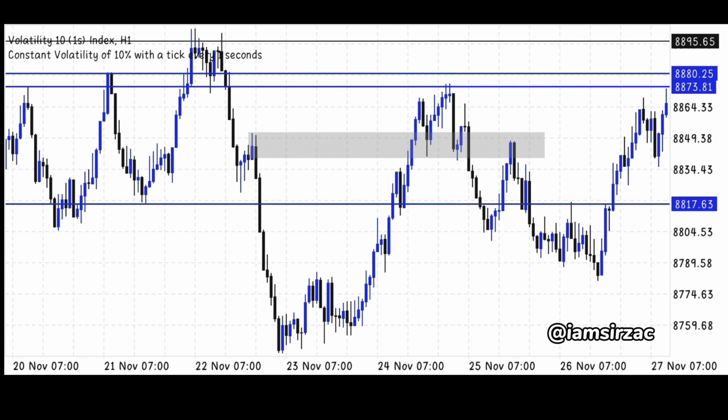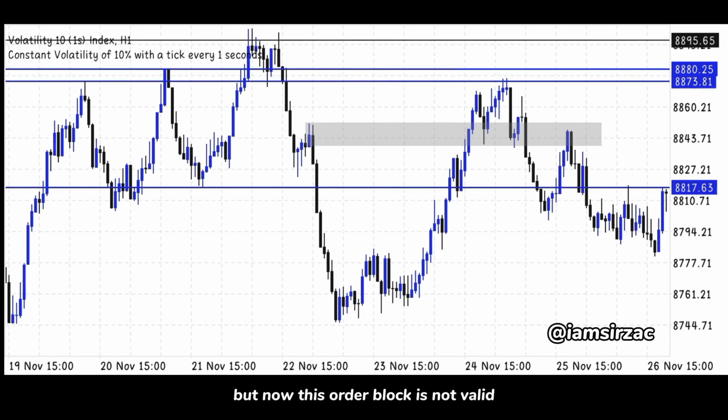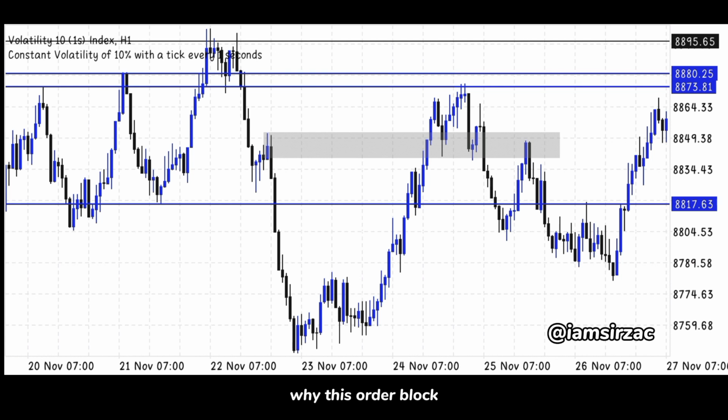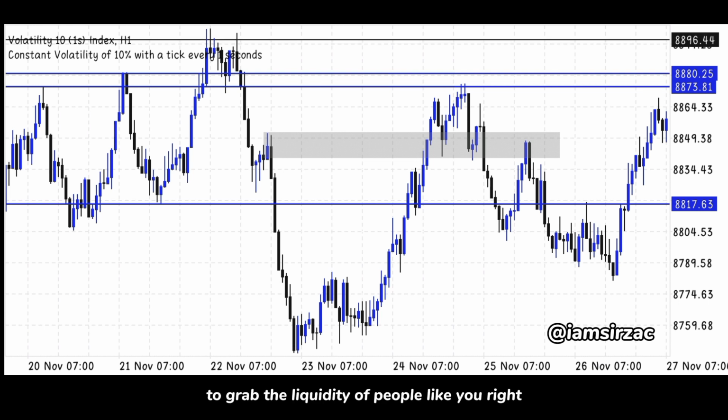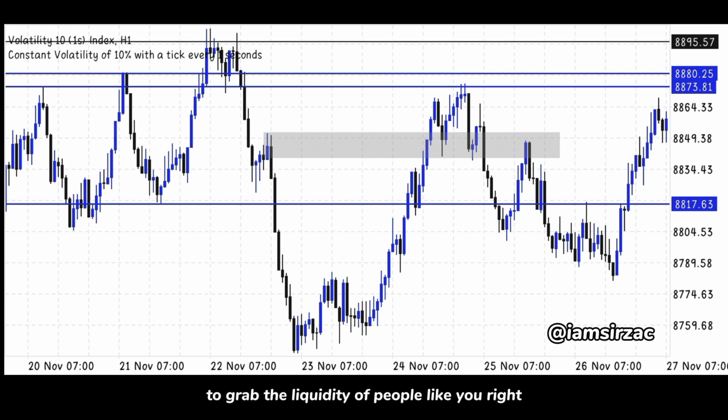But now this order block is not valid. Why? This type of order block, which is not respected, is called an inducement or a trap, a smart money trap, where the big boys make a fake order block and use it as inducement to grab the liquidity of people like you, right?